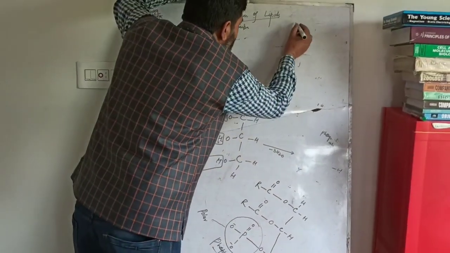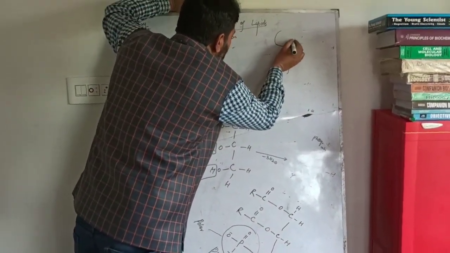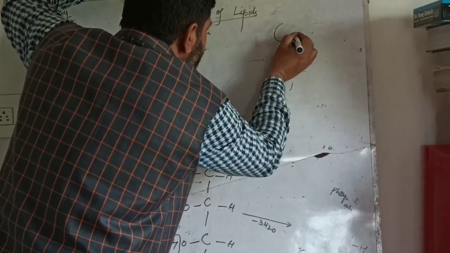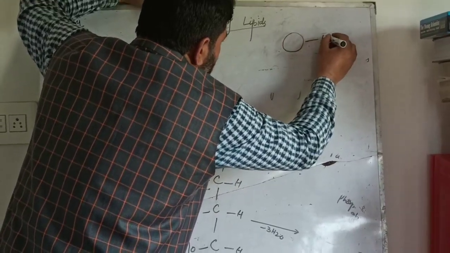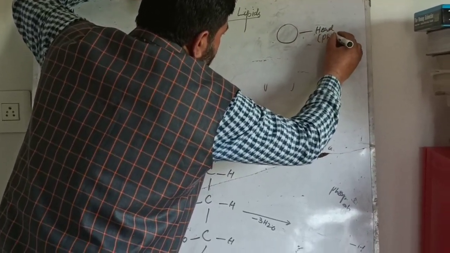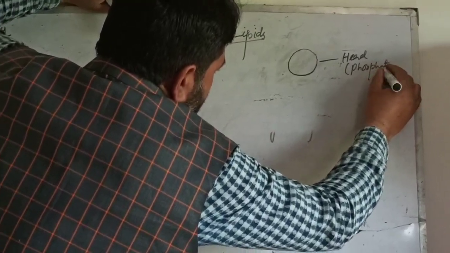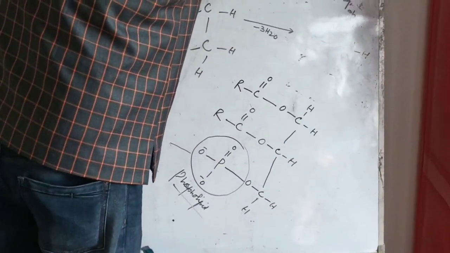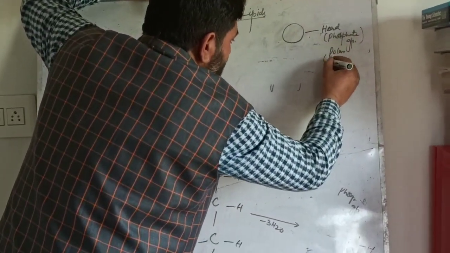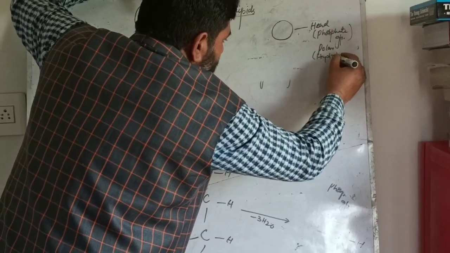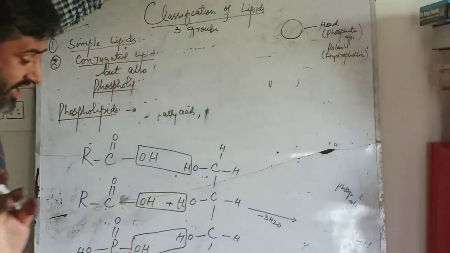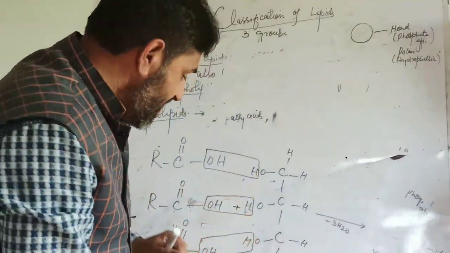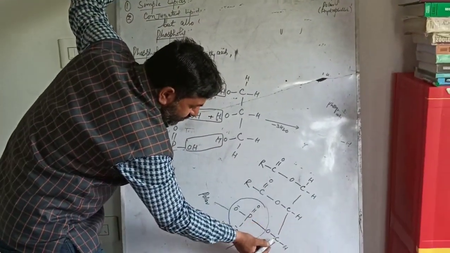So physically we can show that this phosphate group forms the head. If we take the physical structure here, this is the head. This head is made up of phosphate group, and this head is polar. What is polar? Hydrophilic, water loving, because water is itself polar. Polar dissolves in polar.